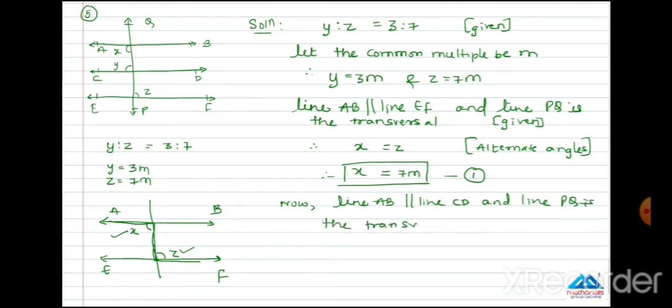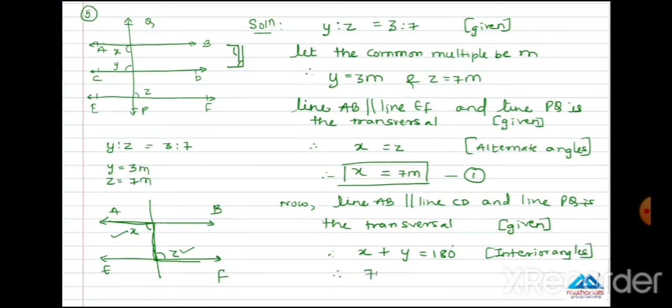X and y are forming a C shape, and C shape angles are interior angles, and interior angles are always supplementary. This is the property. A C shape angle we can form like this, this angle and this angle. X and y are forming a C shape. The sum of interior angles is supplementary. So x plus y equals 180 degrees. Supplementary is 180 degrees, by the interior angle test. So here we have the x value and y value. So in place of x and y we will put their values.